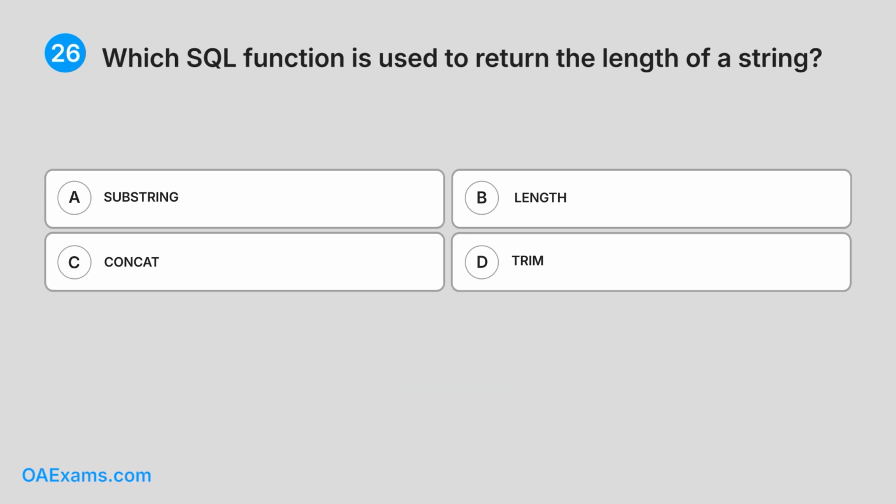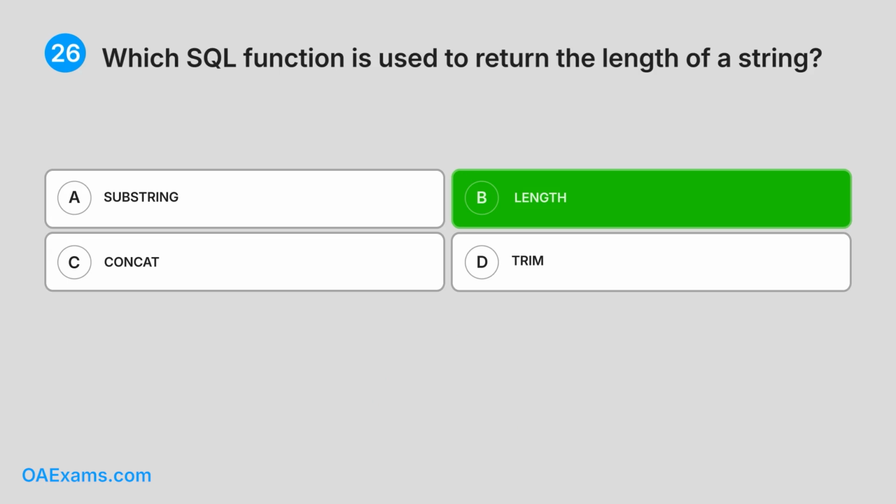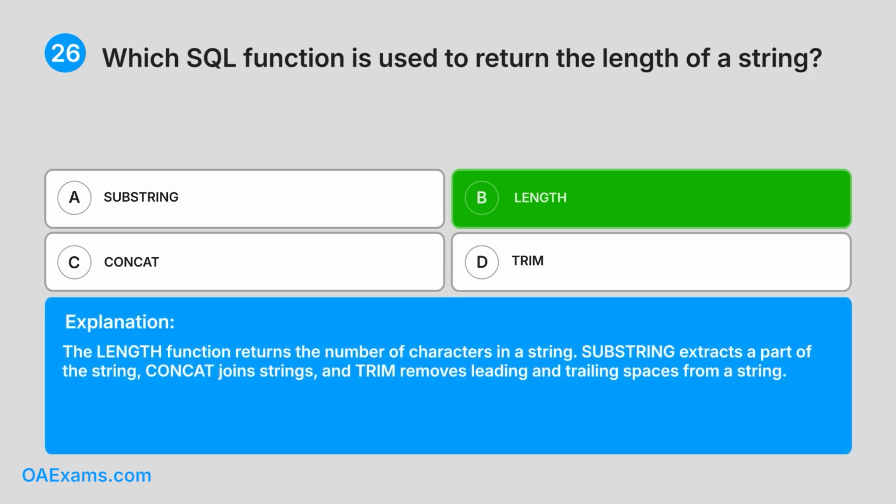Correct answer. B. Length. Explanation. The length function returns the number of characters in a string. Substring extracts a part of the string. Concat joins strings, and trim removes leading and trailing spaces from a string.